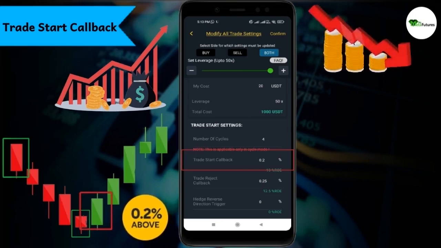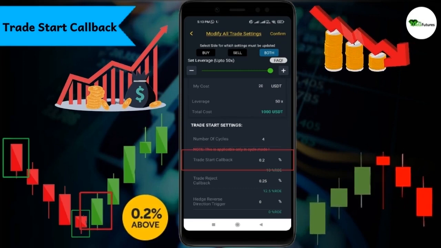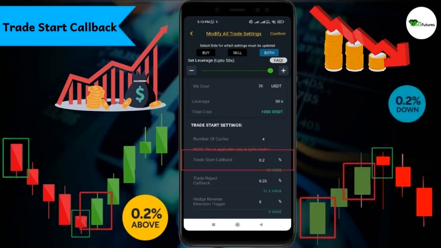Same in the other case: if you have placed an order that the market will go down, the bot will not place an order here. It will wait for the market to go up as much as possible to get the highest value to start the trade. Whenever the market goes down by 0.2%, the bot will immediately place an order.